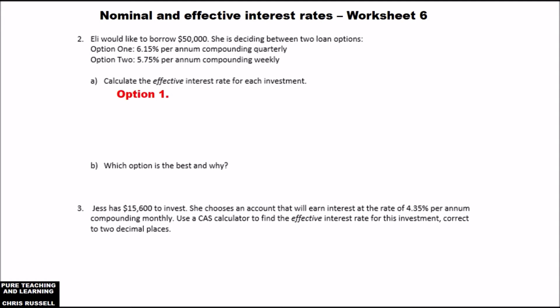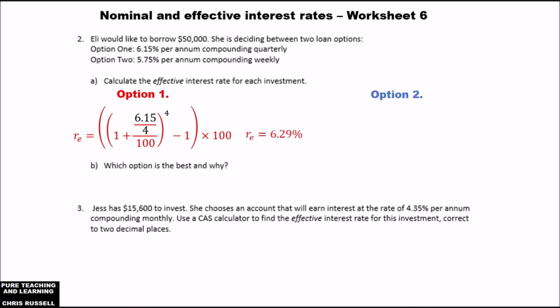So, option 1, we're going to substitute our known values into that equation. So the effective interest rate equals, in brackets 1, add 6.15 divided by 4, divided by 100, to the power of 4, subtract 1, and then you multiply by 100. Notice in the black text, that's where you are substituting known values, where 4 is the number of times we're compounding per year, and 6.15 is the nominal interest rate. We end up getting 6.29%.